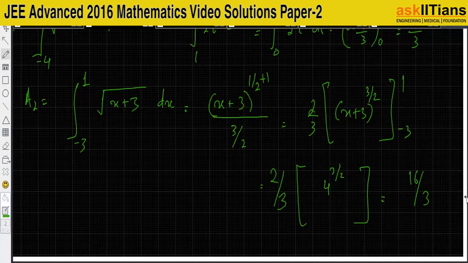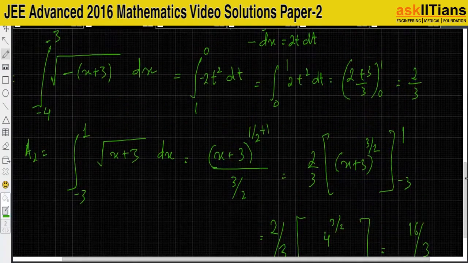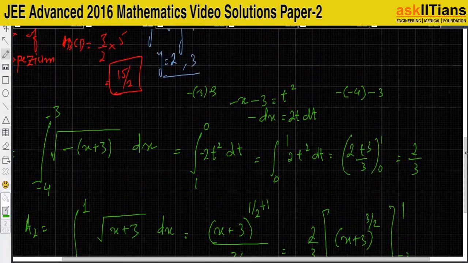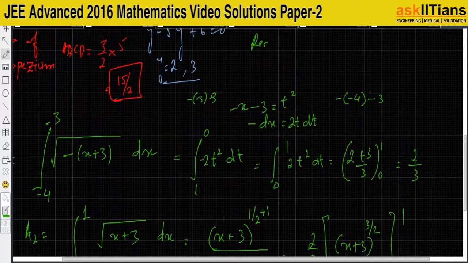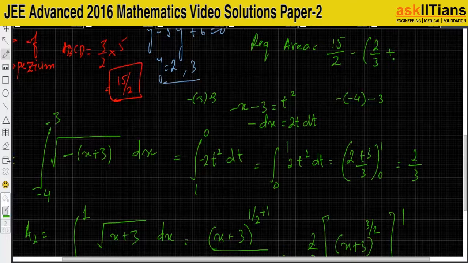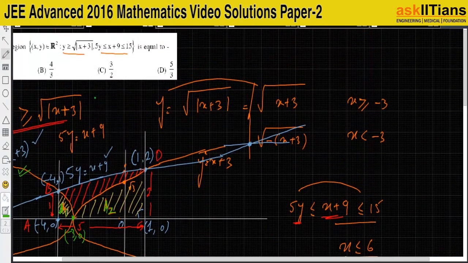Okay, so now we should subtract these two. So A1 plus A2, add these two and subtract from the area of trapezium, right? So your required area will be area of this trapezium minus A1, and you need to subtract A2 also. So if I solve this, I'll get this quantity as 3 by 2. So your final answer in this case will be 3 by 2.